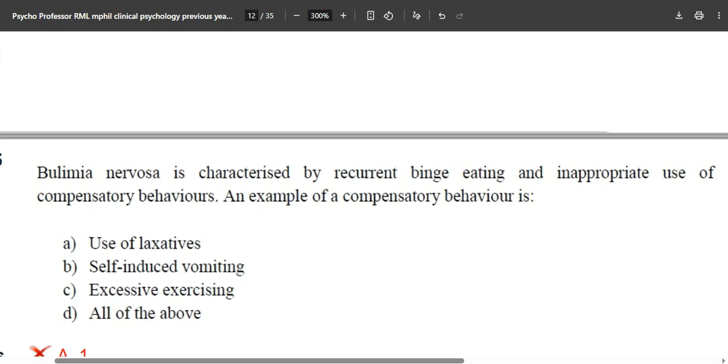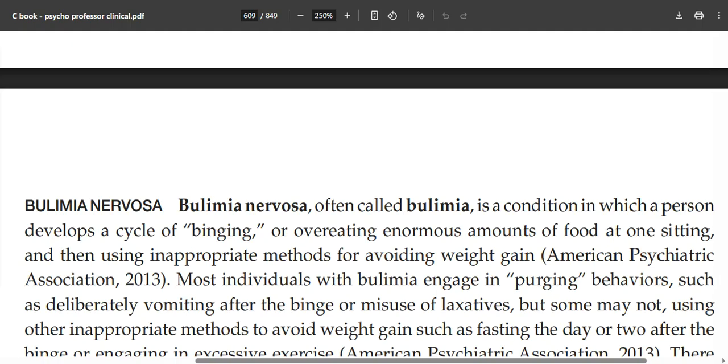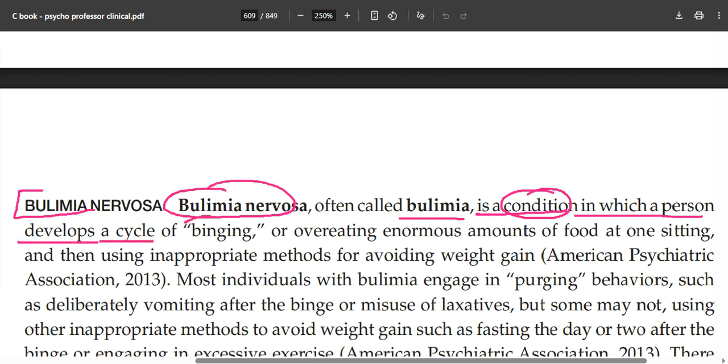and inappropriate use of compensatory behaviors. An example of a compensatory behavior is, okay, so if you don't know the answer for this, let's start now. Bulimia nervosa. Bulimia nervosa, often called bulimia, is a condition in which a person develops a cycle of binging.